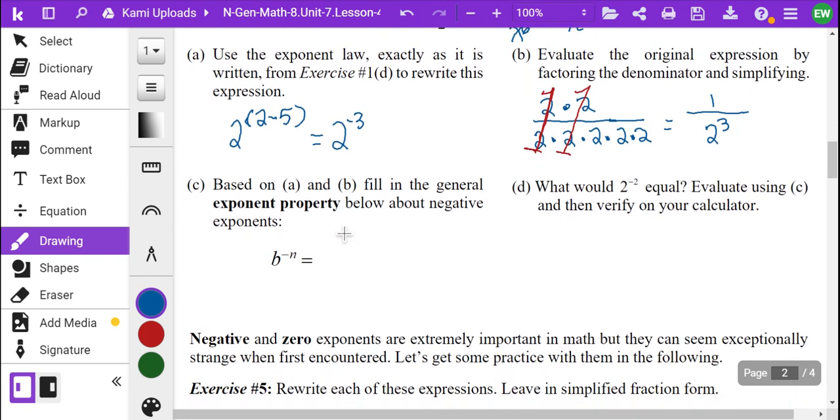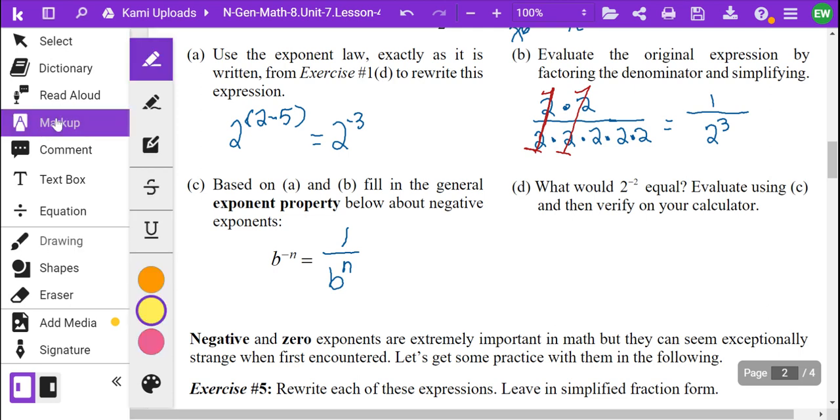So let's write that as 1 over e to the n. So your negative exponents just move that exponent from the numerator to the denominator and then make the exponent positive. Okay? So this is my negative exponent property right there.